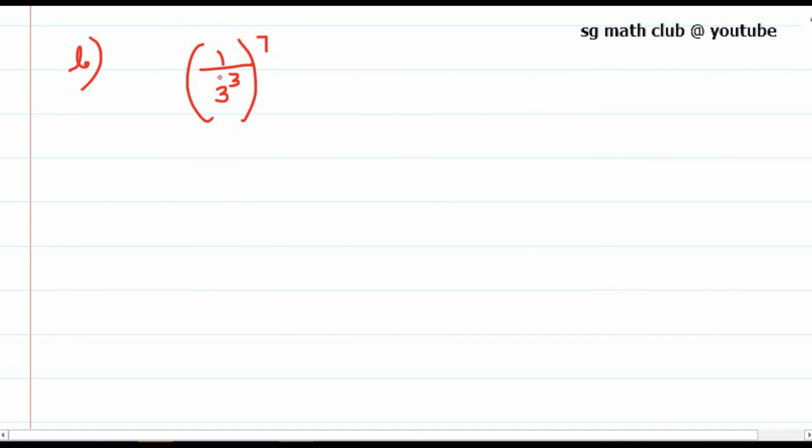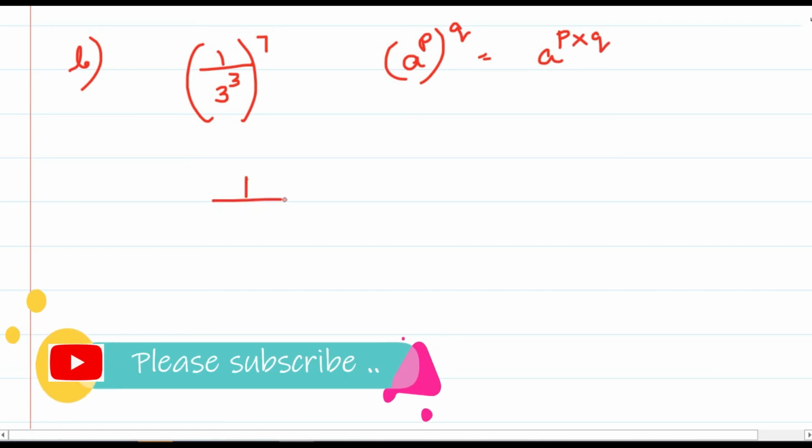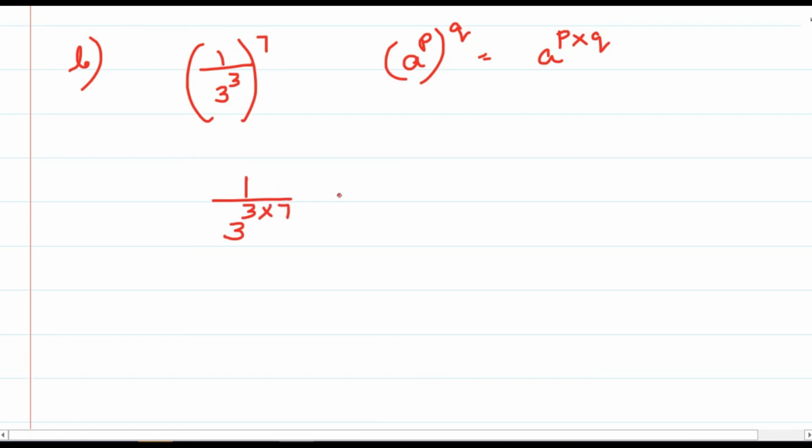Now the second one is 1 by 3 cube, the whole to the power of 7. Here we are going to use a to the power of p whole to the power of q is a to the power of p into q. So we can write 1 by 3 cube into 7, which is equal to 1 by 3 to the power of 21, or you can also write it as 3 to the power of minus 21.